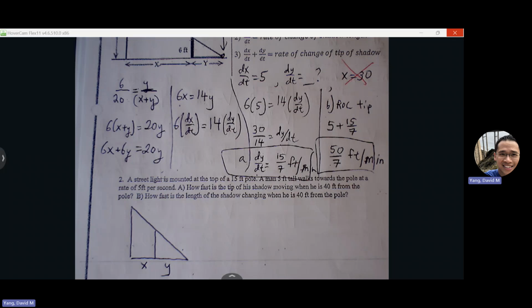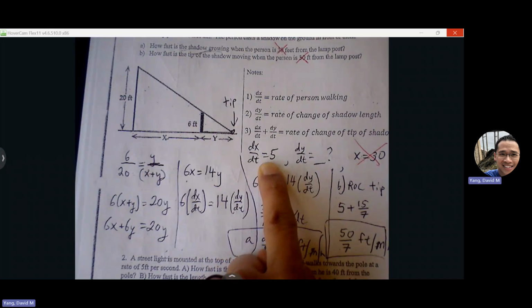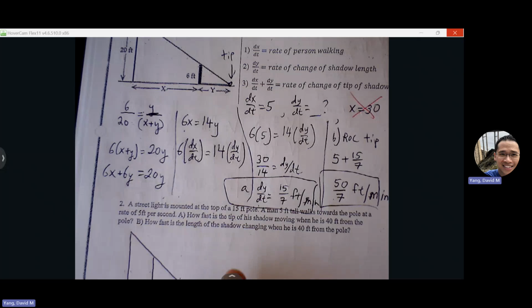You had 5. Was that, you just had the dx? Oh, no, it's a positive five. Part B, okay. Part B, why did we have 5 again? How you got 5 plus the dx. Oh, okay. Yeah, so for part B, we add these together because dx/dt plus dy/dt is the tip of the shadow. Thank you. Yeah.